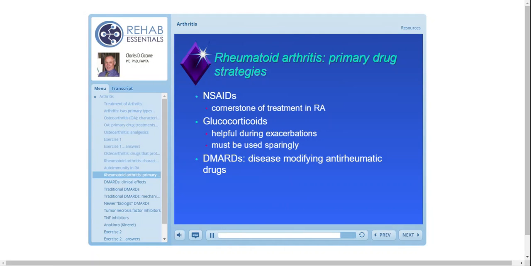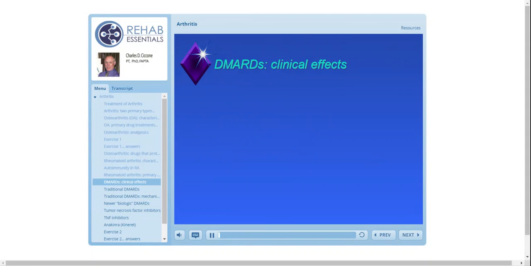We want to turn our attention now, though, to these very important drugs called DMARDs. DMARD stands for disease-modifying anti-rheumatic drugs, because what we're trying to do here is modify the immune process that's causing the joint destruction in the first place. So what are we trying to achieve in terms of clinical effects with these DMARDs? Obviously, what they're trying to do is not just treat the pain, but actually delay or possibly, ideally, even reverse the progression of the joint changes that cause rheumatoid arthritis.